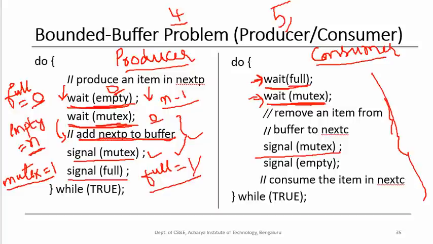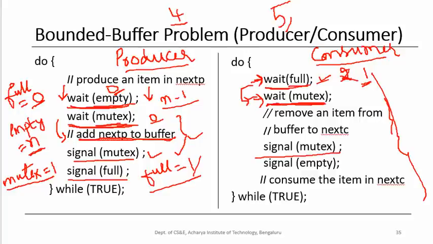Okay, if full is not 0, it has some value, that means that so many items are there in the buffer, and the consumer is allowed to enter into the next line of code, and it decrements the value of full by 1. So if full is 2, two items are there in the buffer. After this, the value of full becomes 1, because one item is going to be consumed by the consumer now, right?